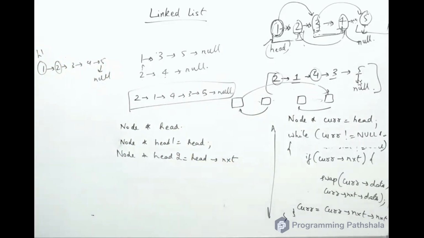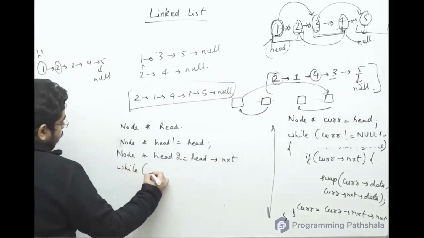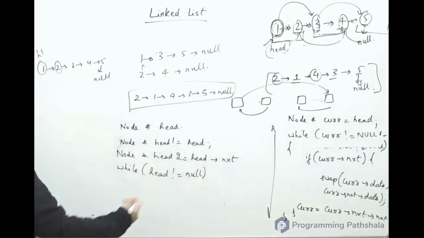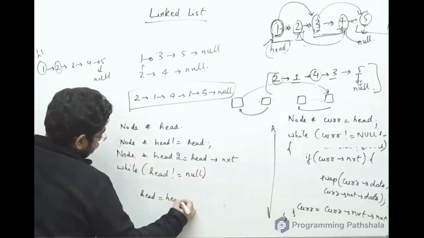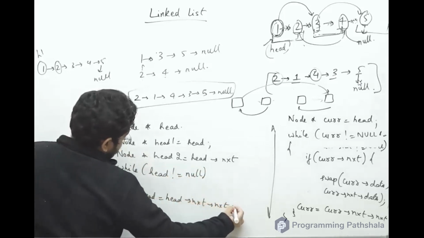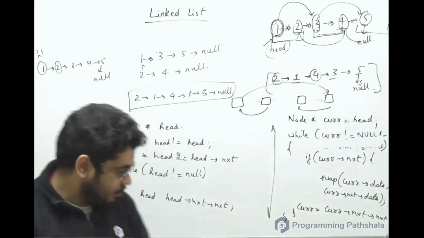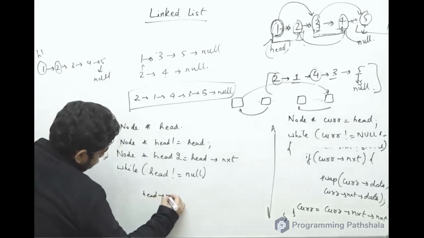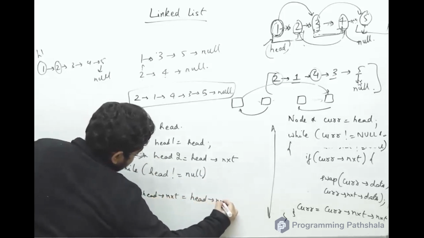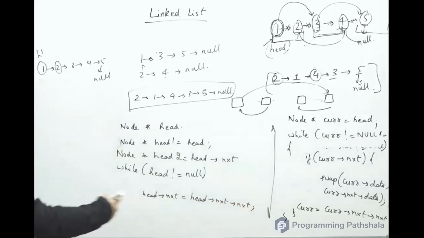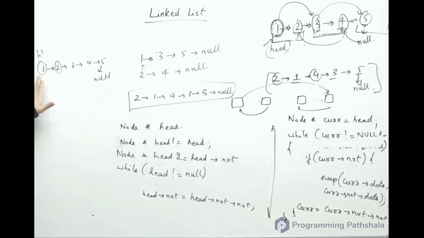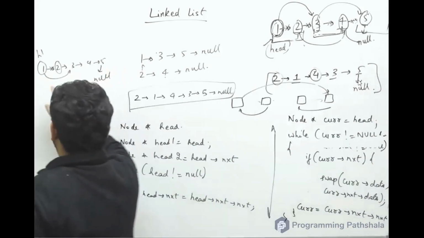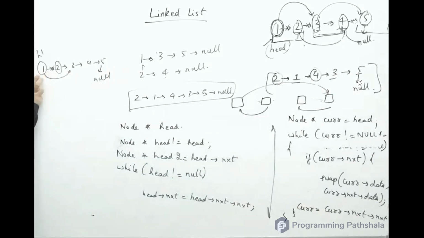Okay. Now what do I need to do? While head is not null, ideally I need to just do head equal to head's next next. Sorry, head's next. What am I doing? Head's next needs to be head's next next. That is, remove this and add this. So basically, I'm saying any node's next will be that node's next next.